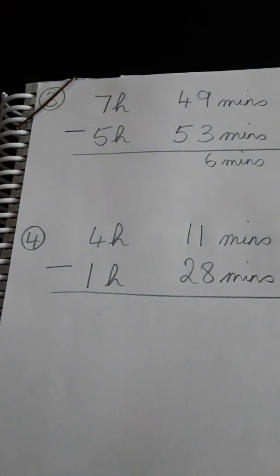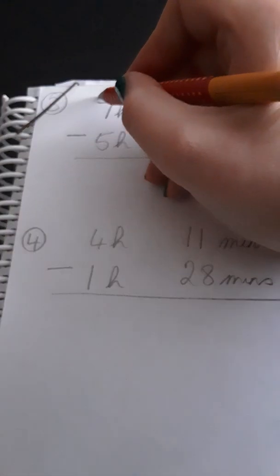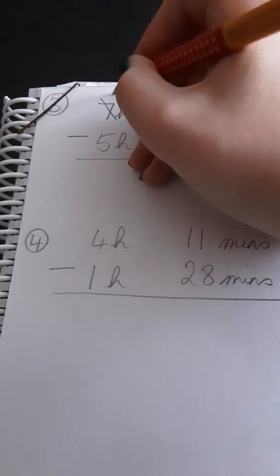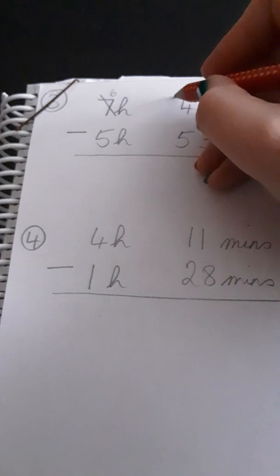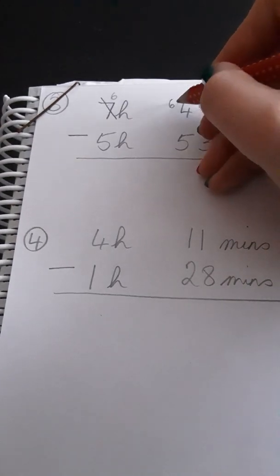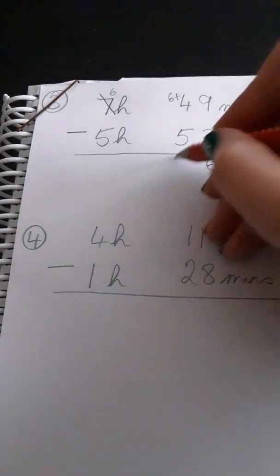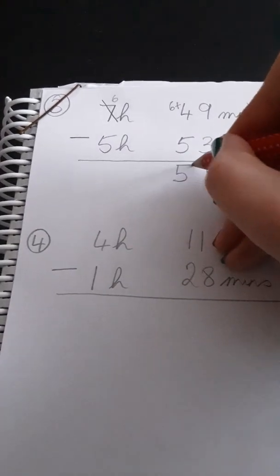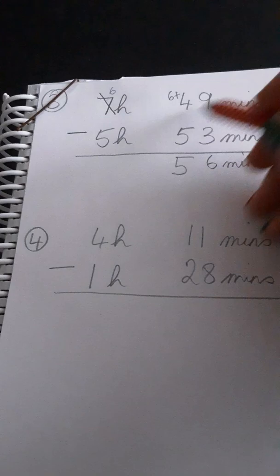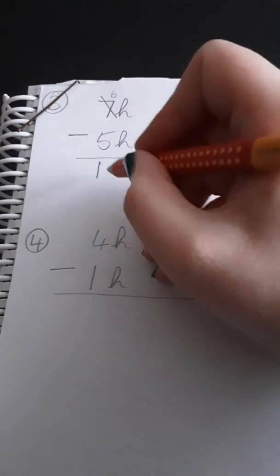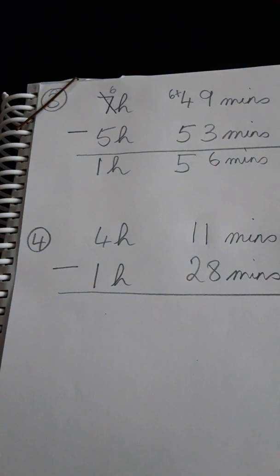4 minus 5, you cannot do it. So take your hour from here. Because you have 7 hours and you're taking 1 out, it becomes 6. The hours come over in the form of 60 minutes. 6 plus 4, that's 10. 10 minus 5 is 5. And then that's your minutes done. 6 minus 5 is 1. 1 hour and 56 minutes.